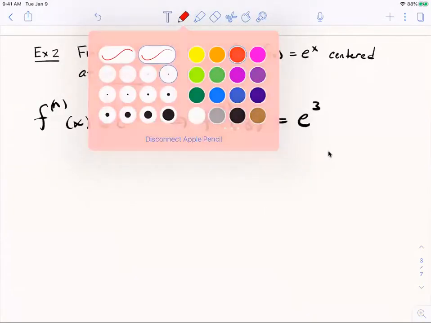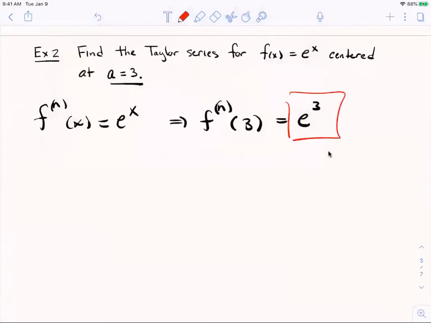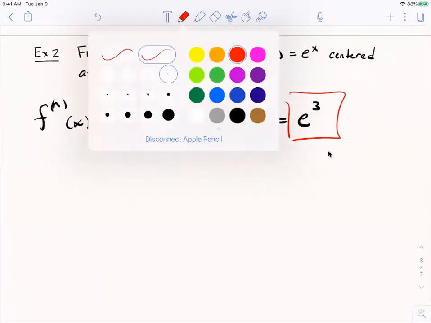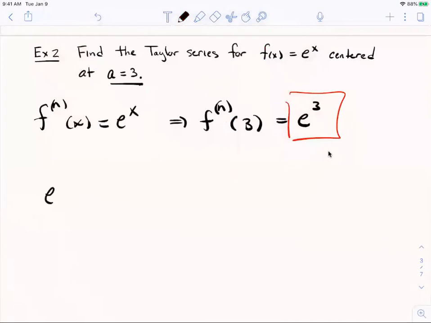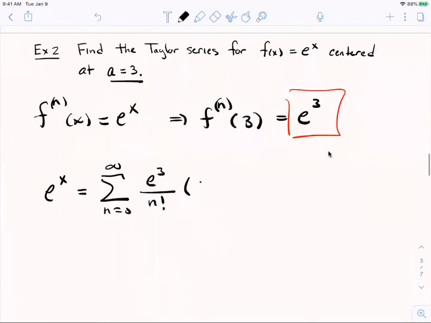So everywhere up there, go back if you don't know what I mean by this, in the red box, I have to put the number e cubed. It doesn't depend on n, it's the same for every n. So I can write down the Taylor series referring to that formula. e to the x is the infinite sum, as n goes from 0 to infinity, of e cubed over n factorial. But be careful, you have to put x minus the center to the n.